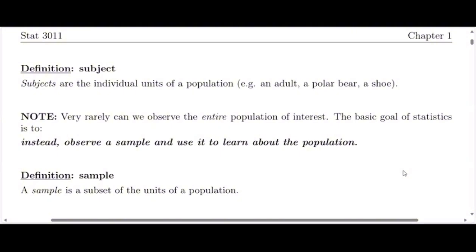So a sample is a subset, a few, while the population is the totality. The sample is a subset. Okay, the next thing I want to talk about now.